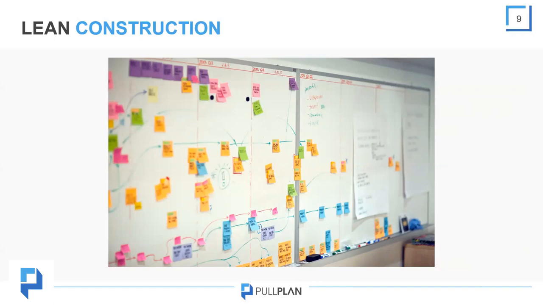You can't accomplish those goals without considering how all of the moving parts on a project interact. By focusing on improving flow and optimizing resources, teams can plan and deliver more successful projects.